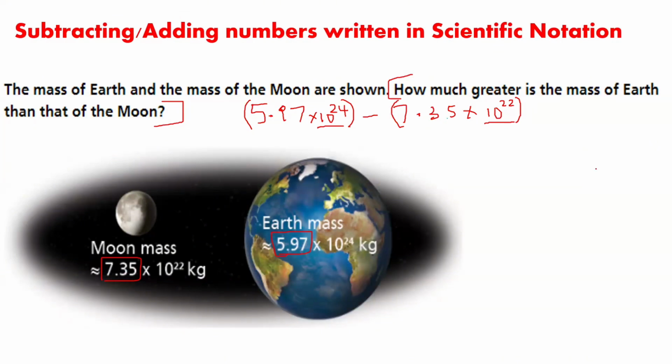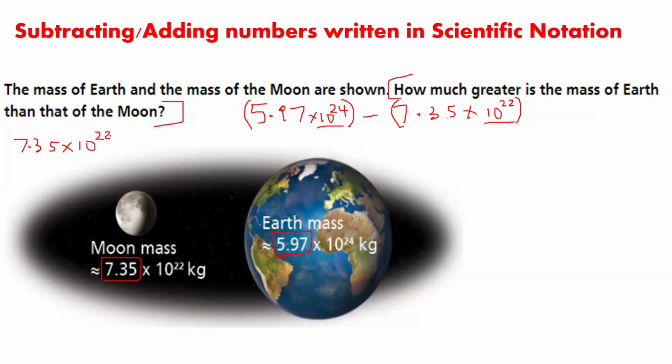However, I'm going to make both exponents be raised to the 24th power. So this one here is already raised to the 24th power, the exponent. So I'm going to take the moon's mass and increase that exponent by 2 so we can have it raised to the 24th. So it's going to be 7.35 times 10 to the 22.